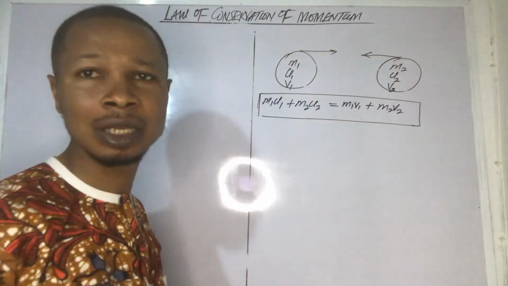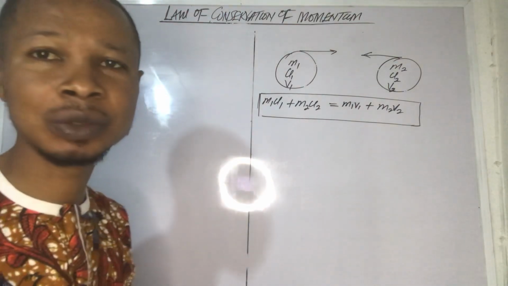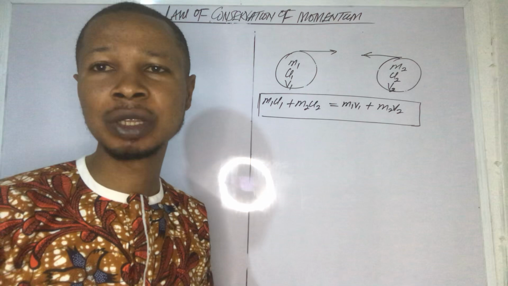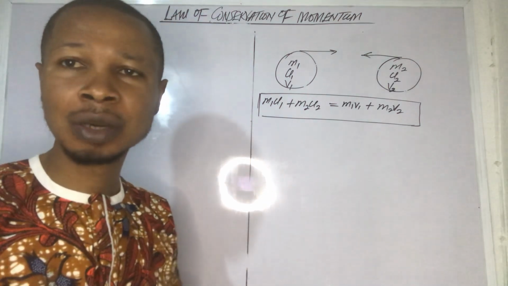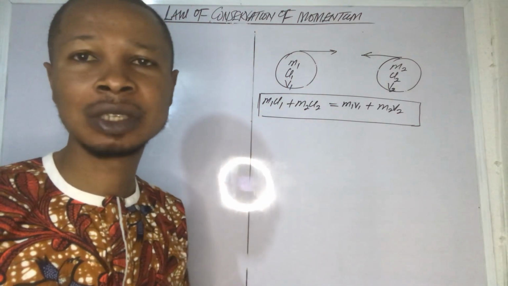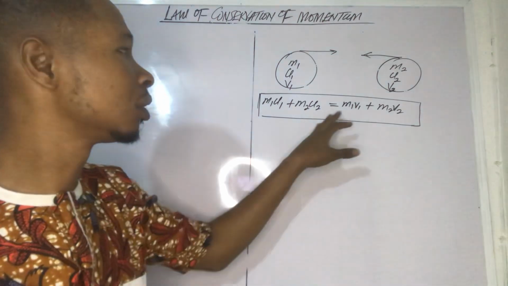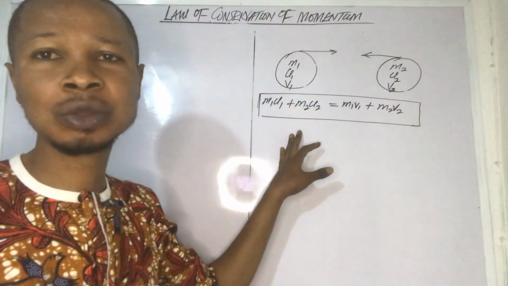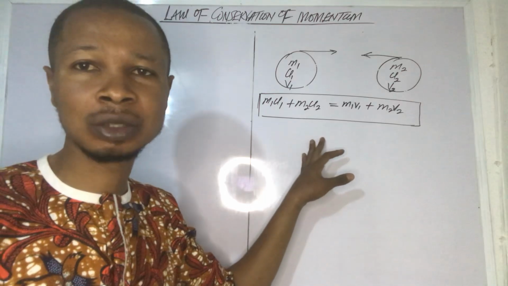If two bodies collide, the sum of their momentum before collision is equal to the sum of their momentum after collision, provided no net external force acts on the system. This equation is very important because we are going to be using it to solve numerous questions.